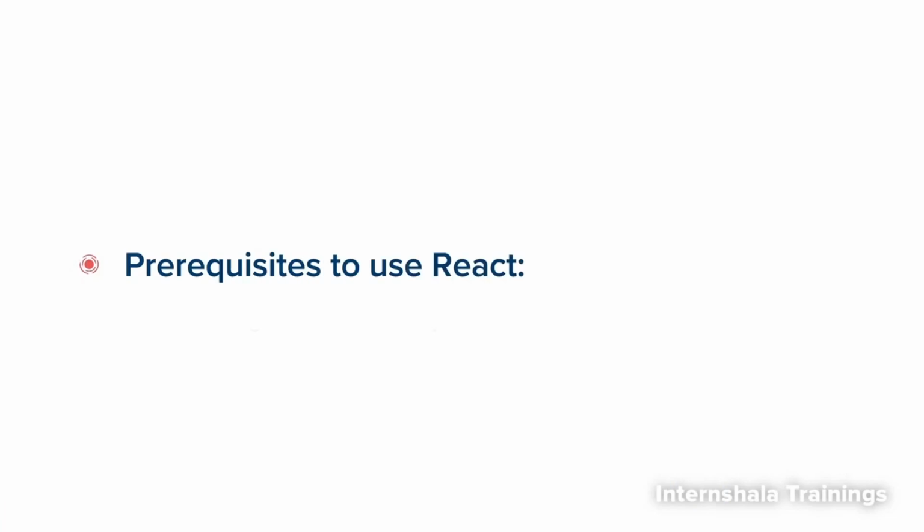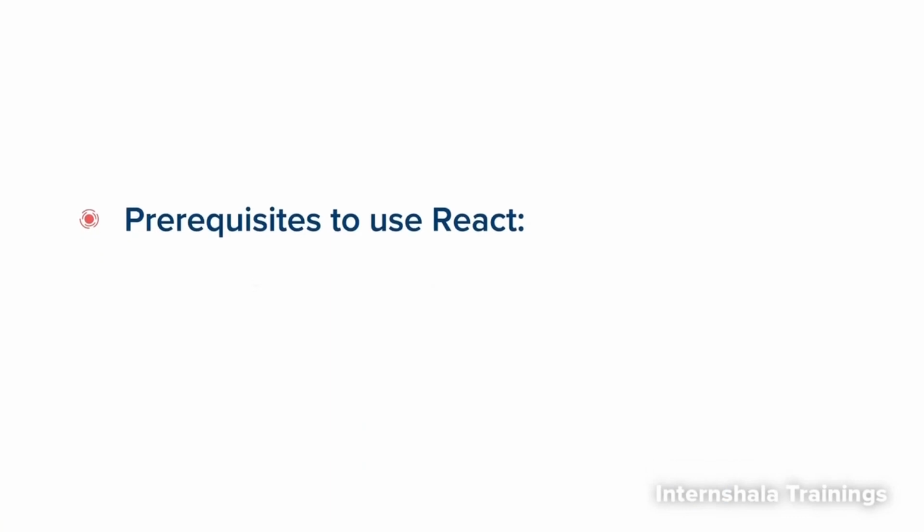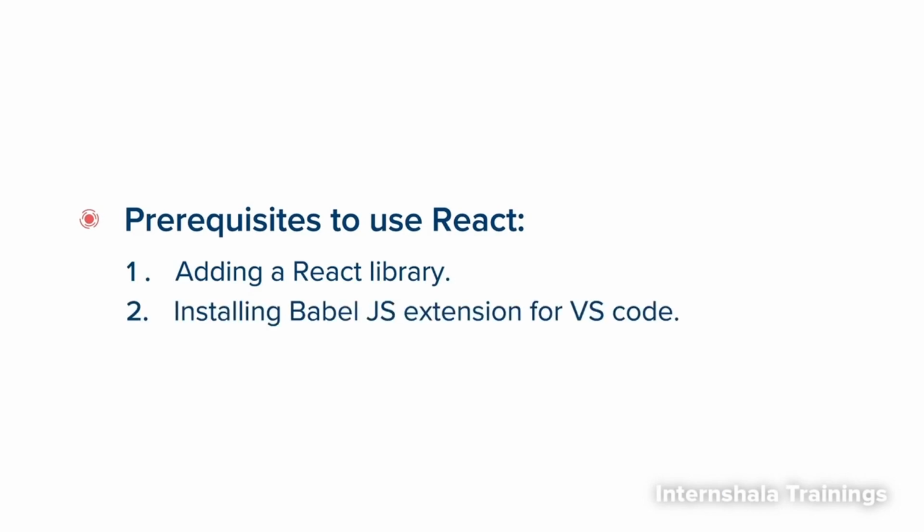Moving further, let us now see how we can use React in our code. To do this, we need to take care of two things. First, we need to understand how we can add the React library in our JS code. Second, we need to install the Babel.js extension for VS Code.